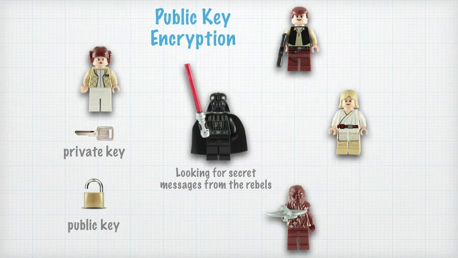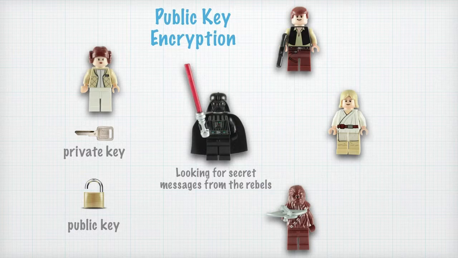To solve this, they came out with what's called public key encryption. And I'm just using an analogy here. So we're using a key as the private key and a padlock as the public key, but obviously in real life, this is just mathematics. The private key and the public key are just numbers that you combine in a particular way. And there's not really a fundamental difference between the private key and the public key.